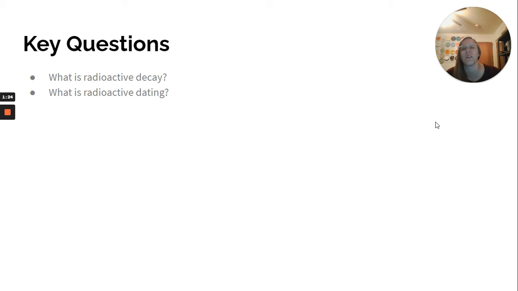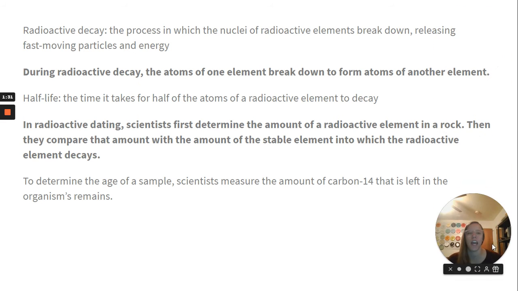So our two key questions: what is radioactive decay? What is radioactive dating? Radioactive decay is the process in which the nuclei of radioactive elements break down, releasing fast-moving particles and energy. During radioactive decay, the atoms of one element break down to form atoms of another element. Half-life: the time it takes for half of the atoms of a radioactive element to decay.